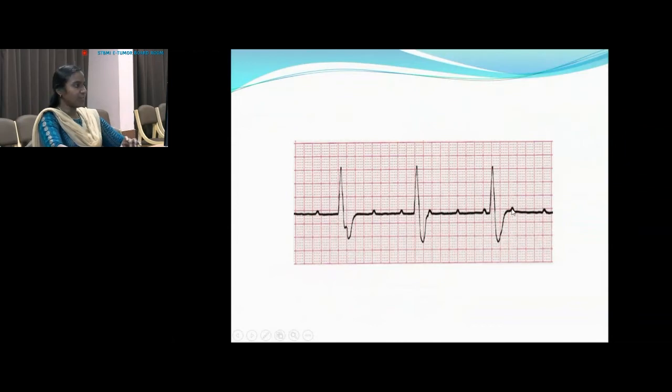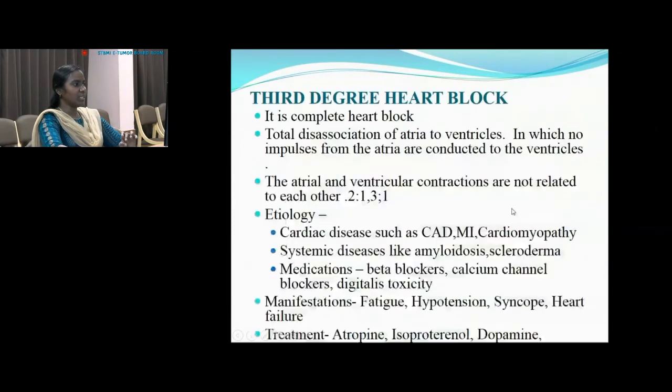And third-degree heart block, it is complete heart block. There is a total dissociation between atria and ventricles. So here the atrial impulses are not at all being transmitted or conducted to the ventricles. The atrial and ventricular contractions are not related to each other. That is a 2:1 or 3:1 ratio. That too, there is a distorted P wave, and the QRS will be different, and the P wave will be dissociated. There is no connection between the P wave and the QRS. Atria will contract and ventricles will contract in a dissociative manner.